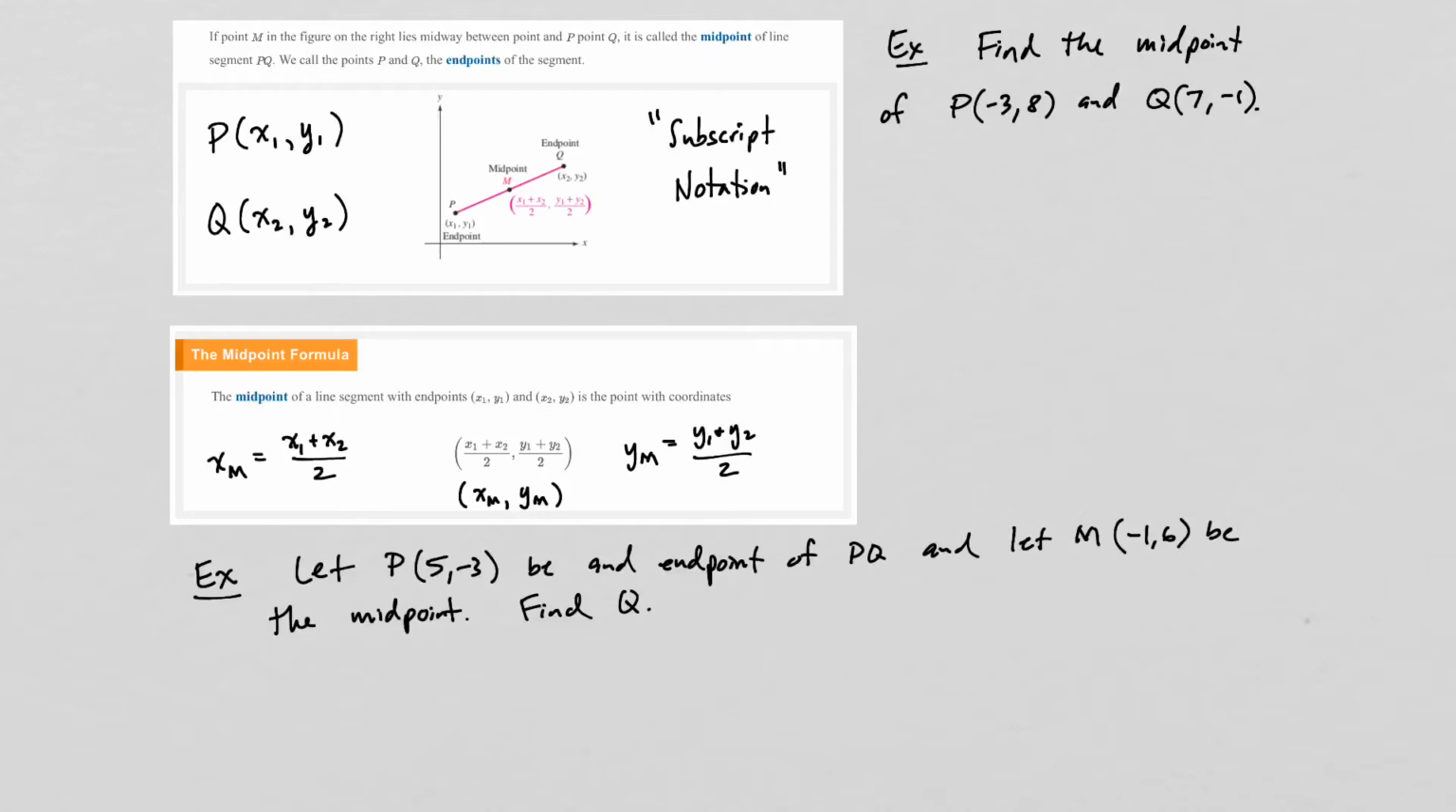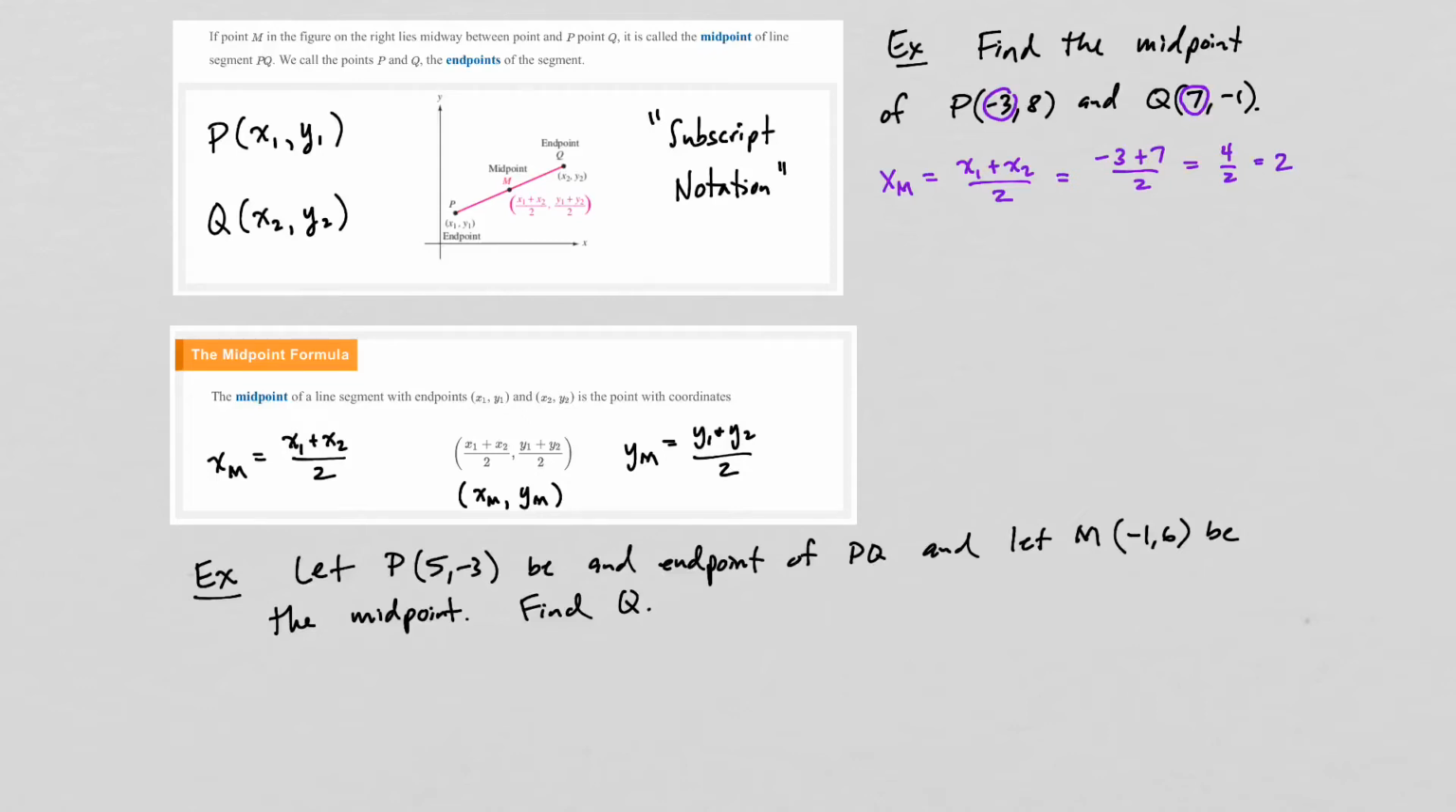Okay, so let's look at a quick example. Find the midpoint of the segment through P and Q where P has coordinates -3, 8, and Q has coordinates 7, -1. To do this, I need both the x and the y coordinates. We know the x coordinate of the midpoint is x1 plus x2 divided by 2. And the x coordinates, x1 and x2, are these two numbers. So we only need to add those together and divide by 2.